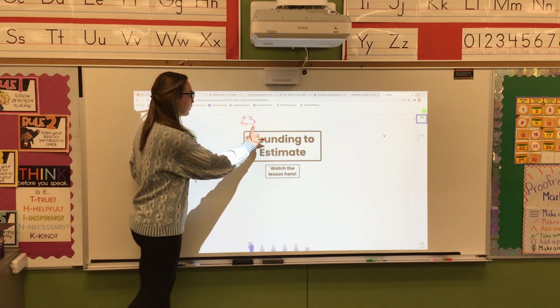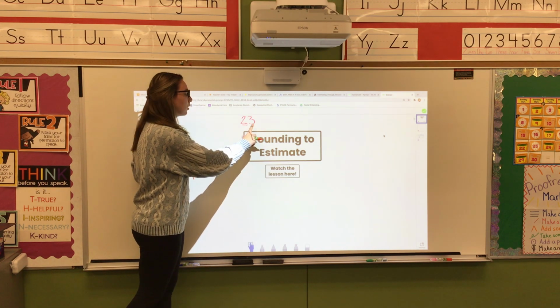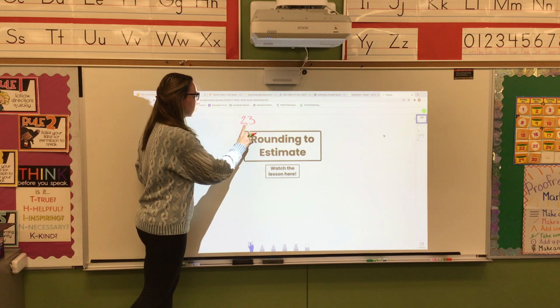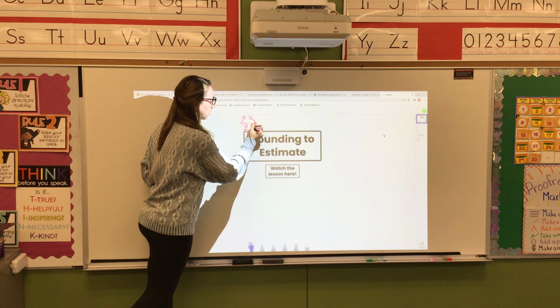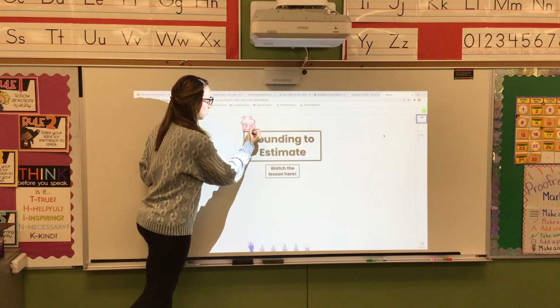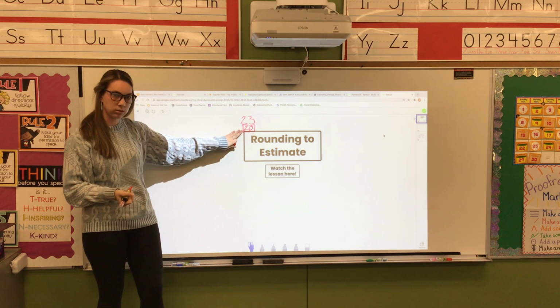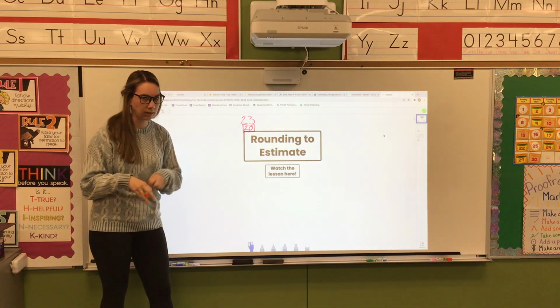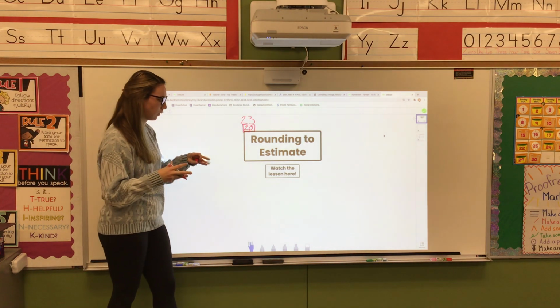What number do we have here? 3. So the 3 tells the 2 to stay the same. And 23 is closer to 20 than it is to 30. So 23 rounds to 20. We did rounding all last week. You should remember we did like 5 days of it, guys, and we even had a quiz on it.